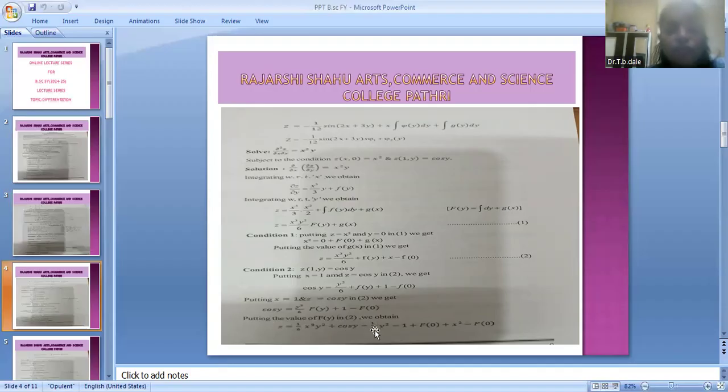Putting the value of F(y) in 2, we obtain z = (1/6)x³y² + cos y - (1/6)y² + F(0) + x² - F(0). In the next slide, we have to show z = -1/12 sin(2x+3y) + ∫φ(y)dy + g(y).